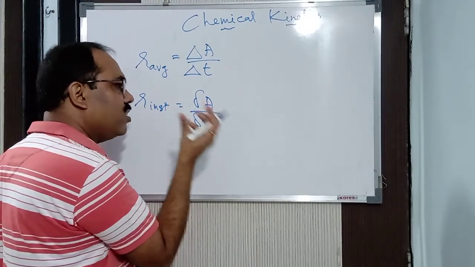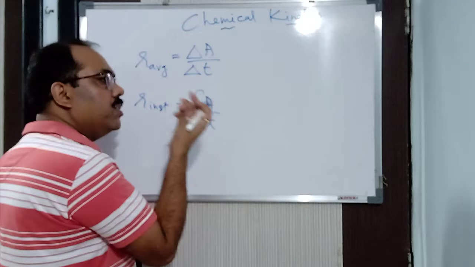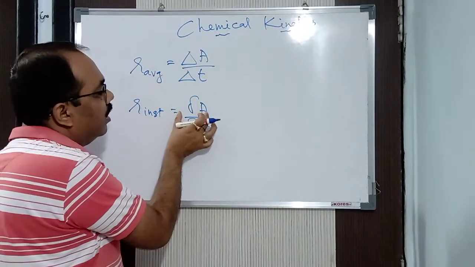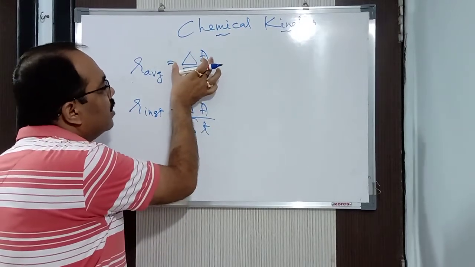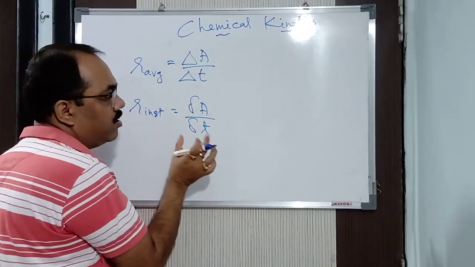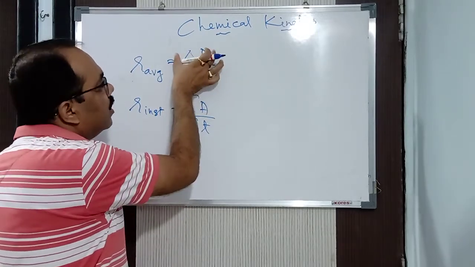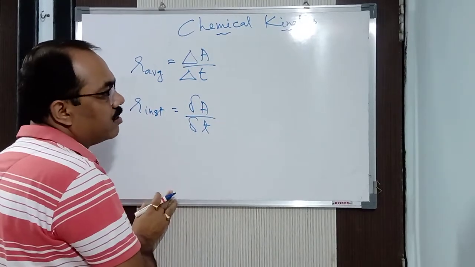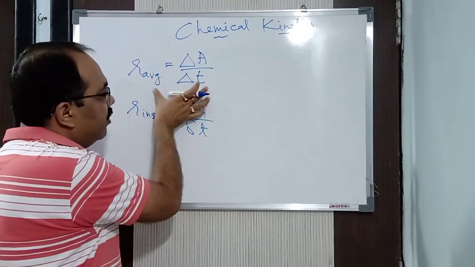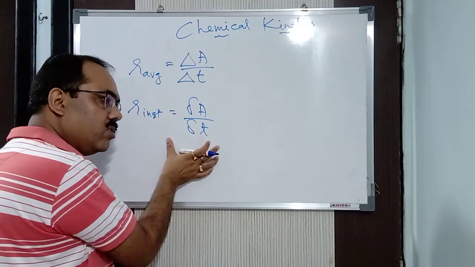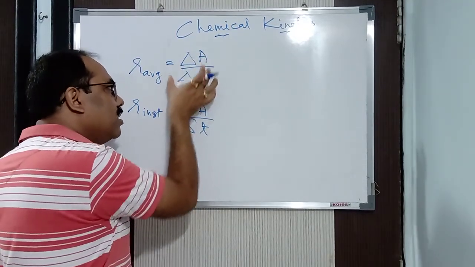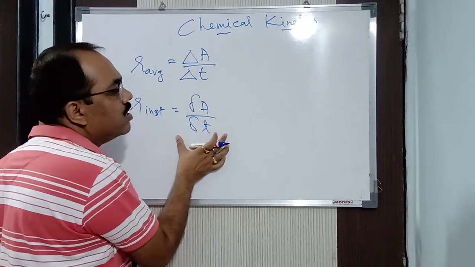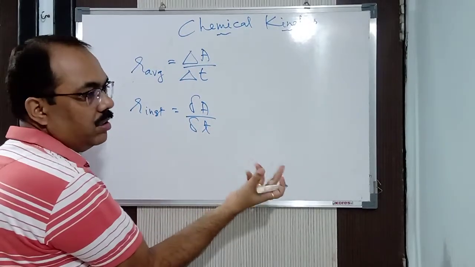When the rate of reaction is calculated instantly, there will be a small time and a small change in concentration only. But for the average, compared to instantaneous, the average rate of reaction is much bigger, because the time interval is also bigger and the change of concentration is also quite bigger. So average rate and instantaneous rate are both nothing but change in concentration by change in time. This one is for the specified period of time and this is for an instantaneous period of time. That's the difference, nothing else.